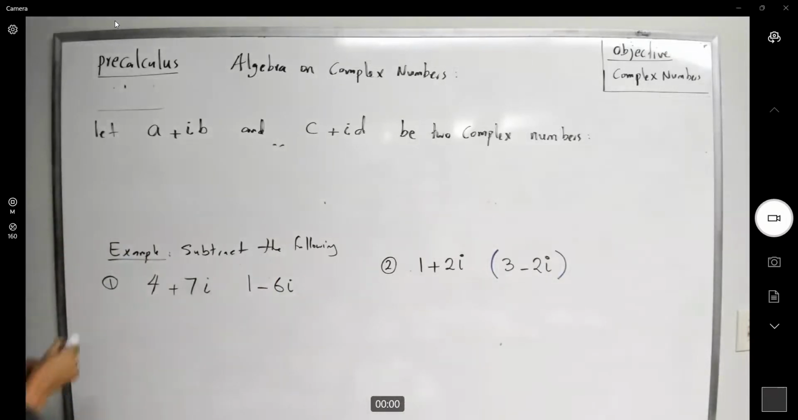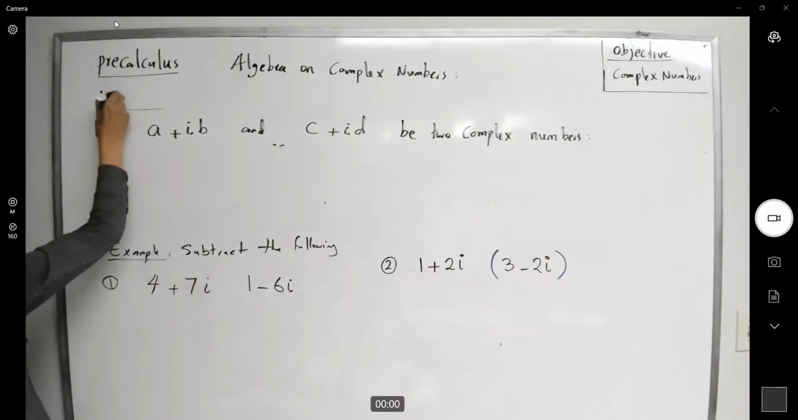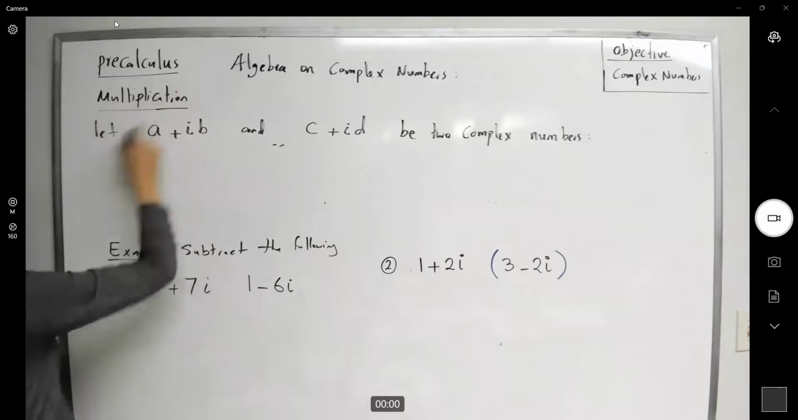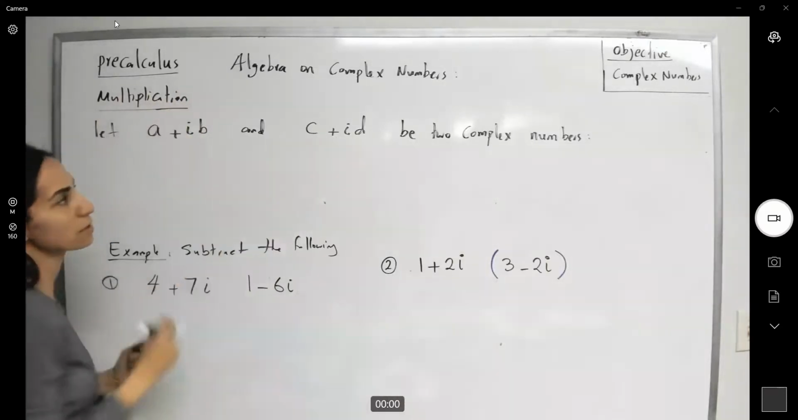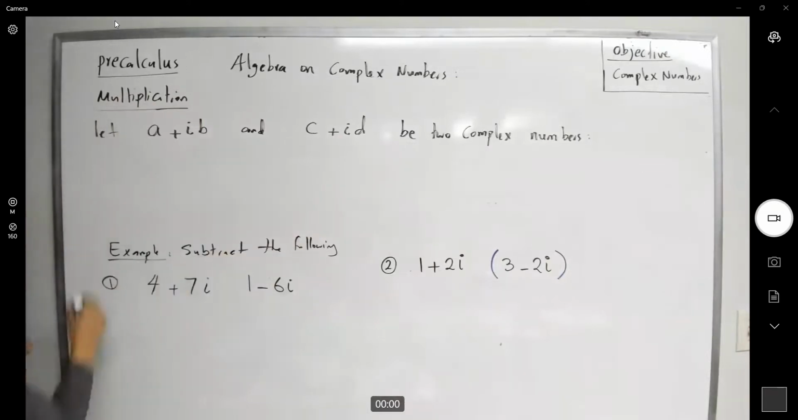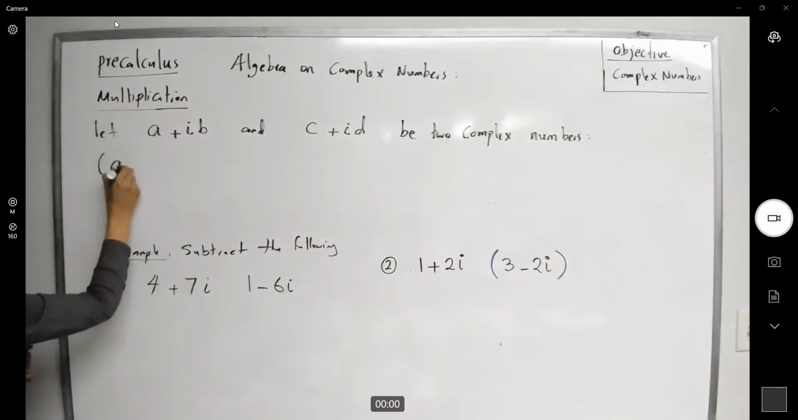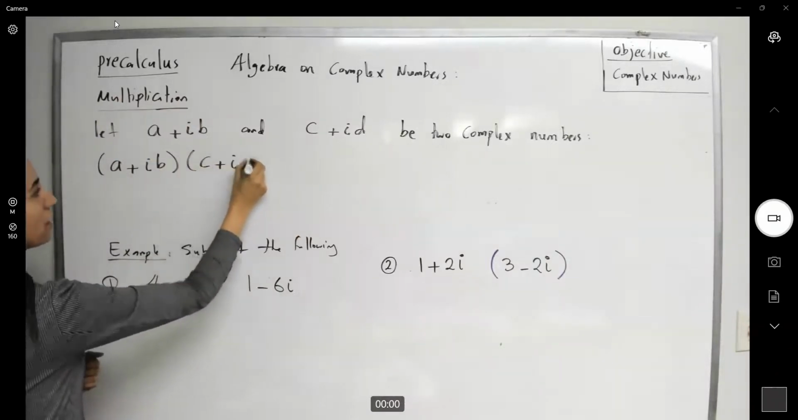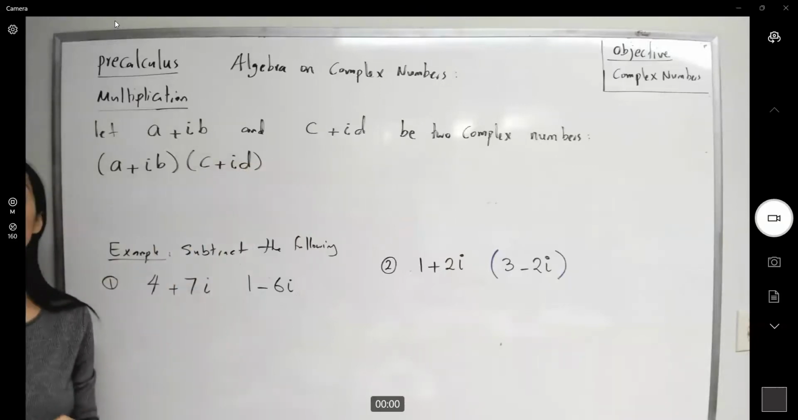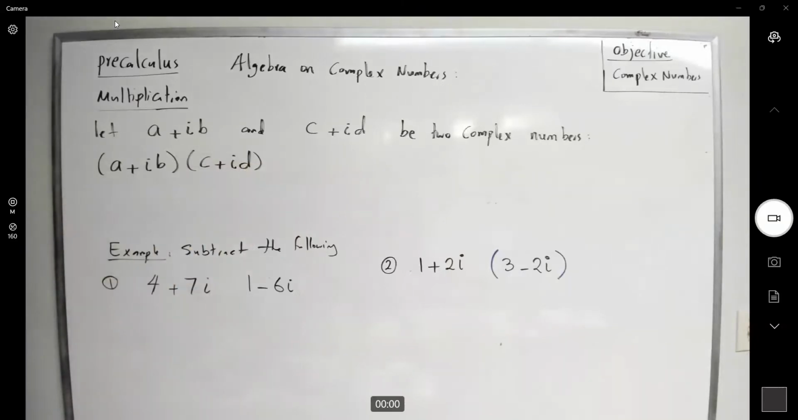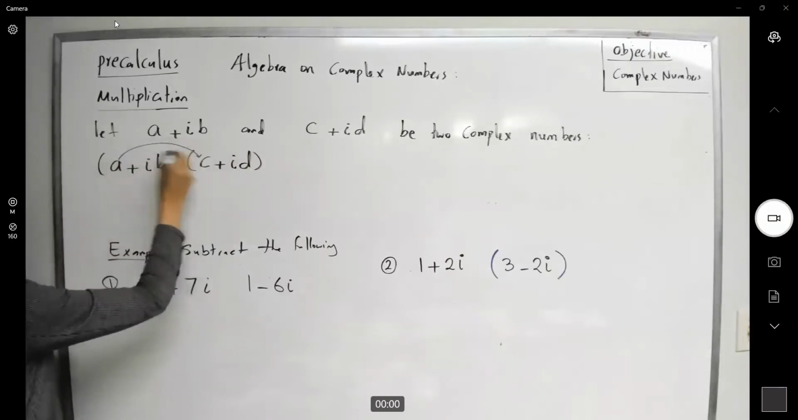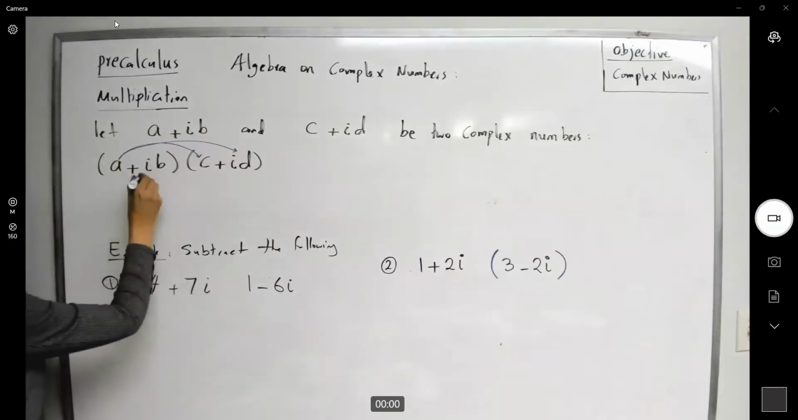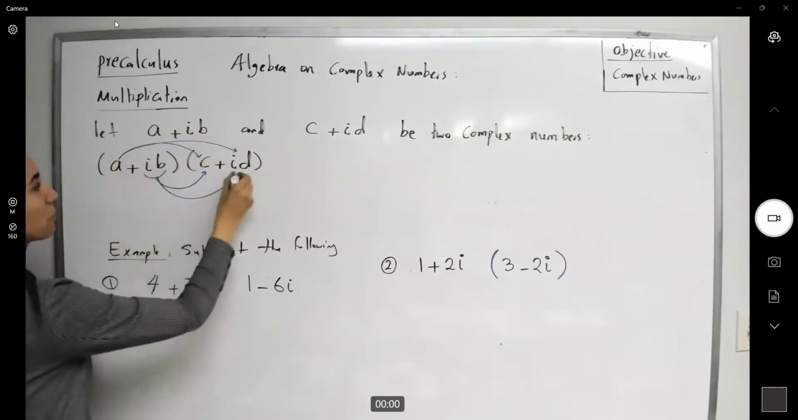So multiplication. Let A plus iB and C plus iD be two complex numbers. The multiplication is written this way: A plus iB times C plus iD. Here we have to use distribution. First, we distribute A into the second parentheses, then we distribute iB into the second parentheses.